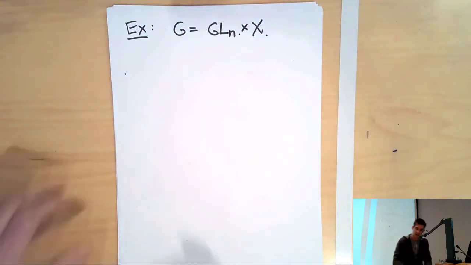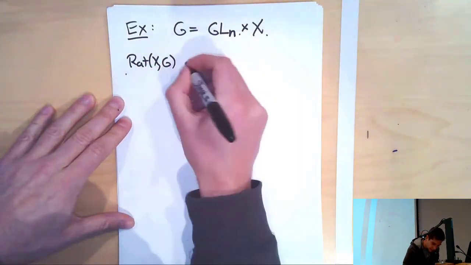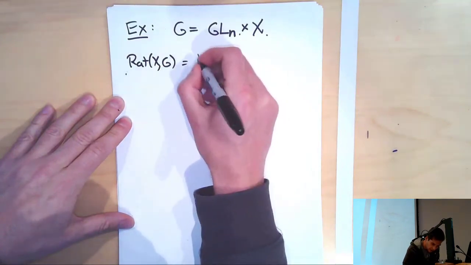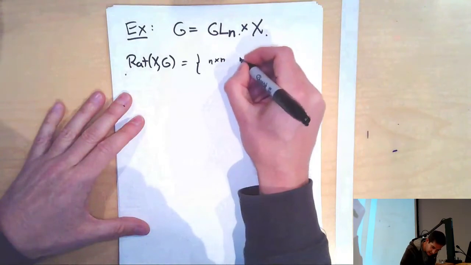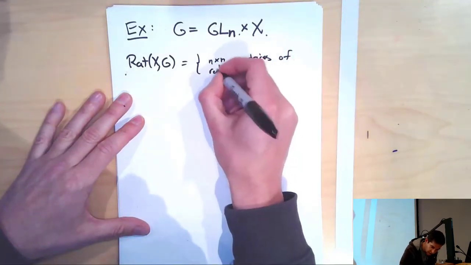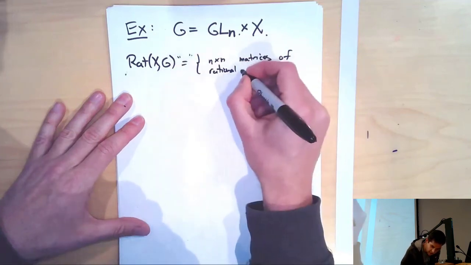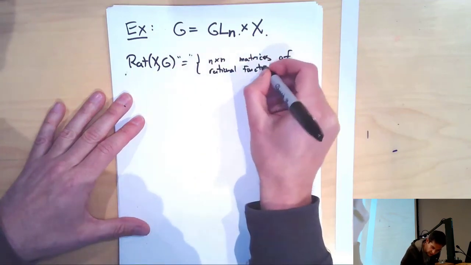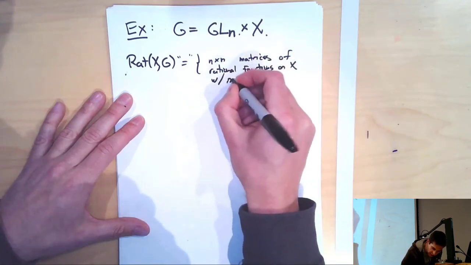So now we can think about rational maps from X into G. It's like some space of, well, let me put this in quotation marks, n by n matrices of rational functions on X with non-vanishing determinant.